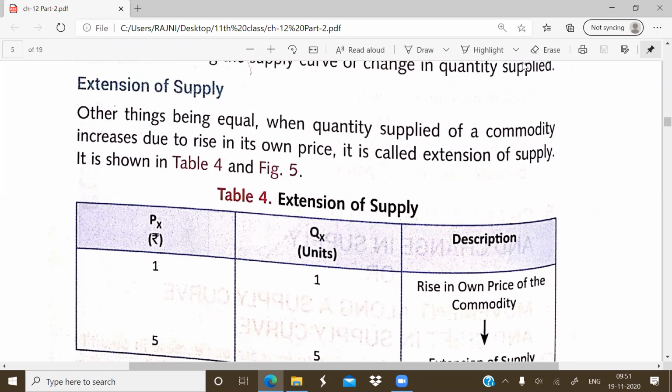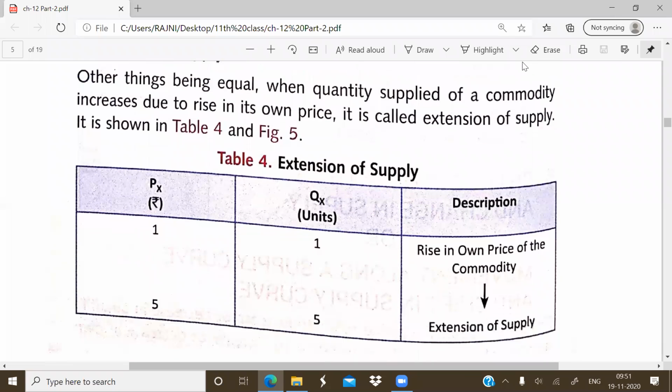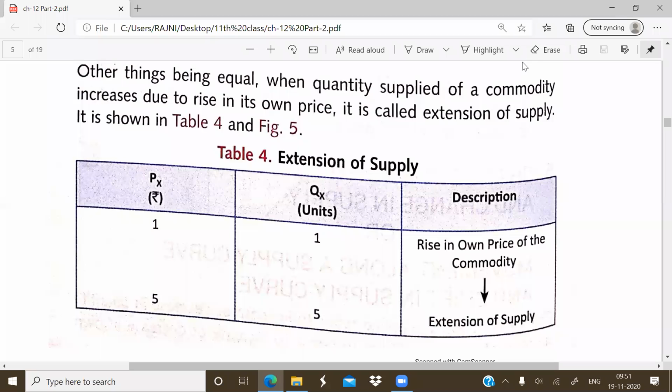In extension, other things being equal, the quantity supplied of a commodity increases due to an increase in its price. In a tabular presentation, if the price was 1, quantity supplied was also 1. If the price became 5, quantity supplied also became 5. So what was the reason? Rise in the own price of the commodity. It led to the extension of the supply.